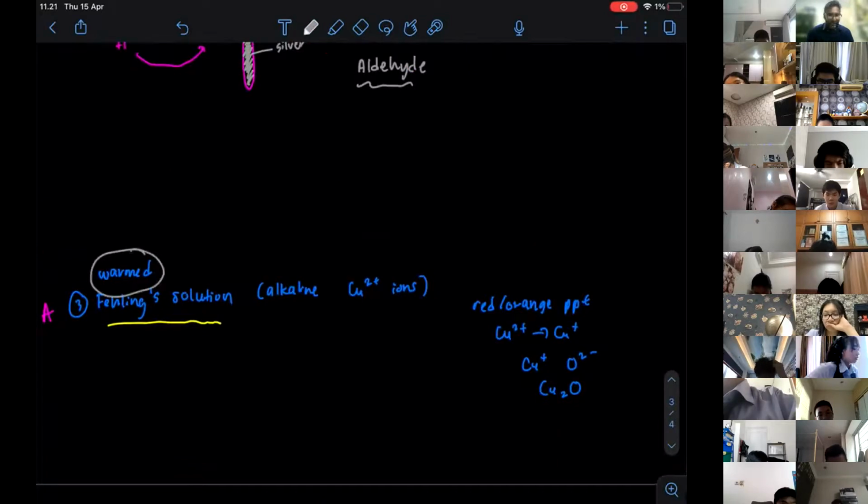Let's look at Fehling solution. What is Fehling solution? It's an alkaline copper 2+ ion.